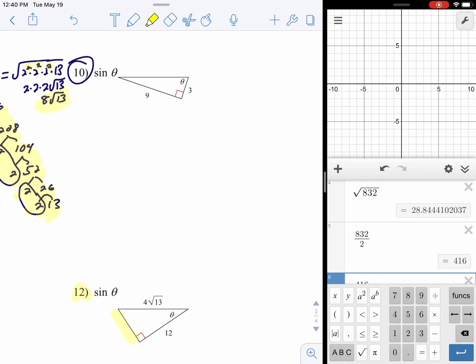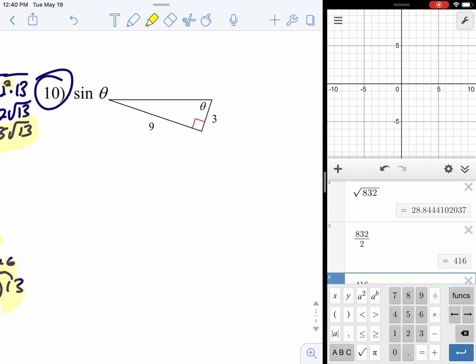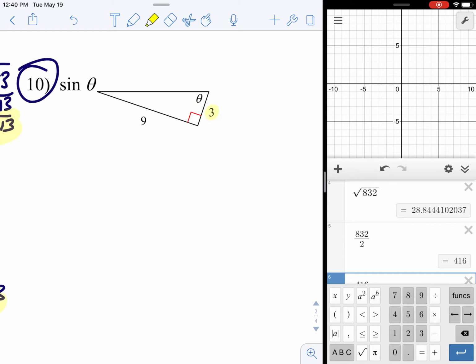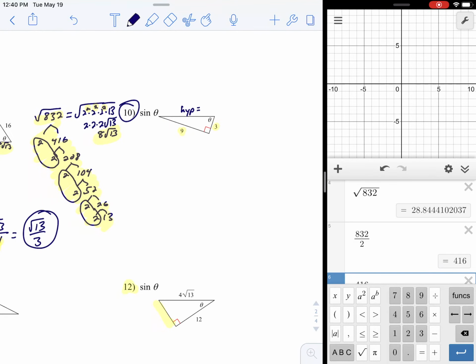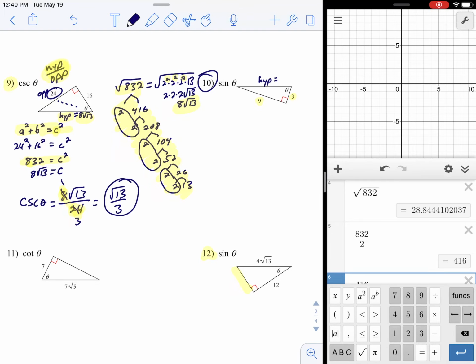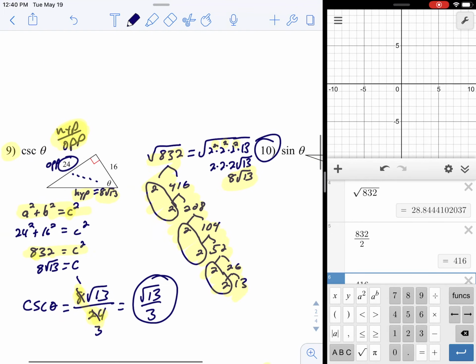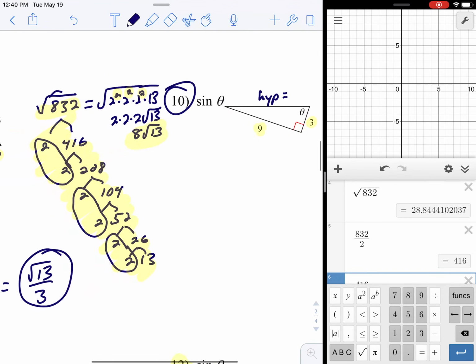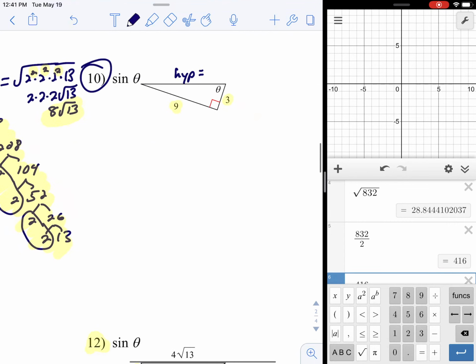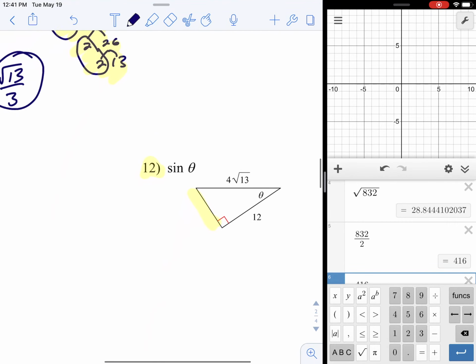Number 10, the one that you're going to do, since it's even, I did an odd one, it's going to be pretty similar. You're going to have to do the Pythagorean theorem to find the hypotenuse, simplify it, and then work it out a lot like I did. Hopefully it's not 832. Yeah, the numbers are a lot smaller. 3 and 9 are easier to work with than 16 and 24. So you're probably still going to have to do the tree diagram over here to work that out, but it should be smaller numbers, so not quite as bad.